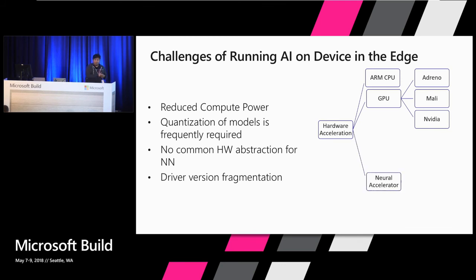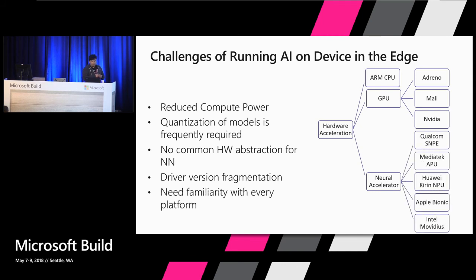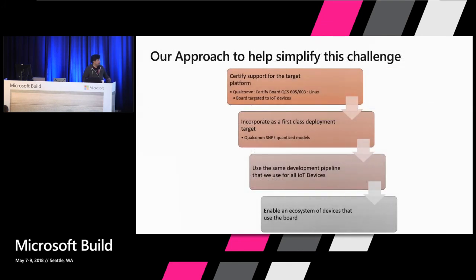The alternative is to use a neural network accelerator. Now, there are many options for neural network acceleration, and you need to be familiar with every platform if you were to do that. So how can we help you with that diversity? That's when we got together with our friends from Qualcomm and decided to tackle this by certifying support for a target platform. And you'll hear from my friend Shardul in a few minutes about why we chose Qualcomm, but we chose Qualcomm as our first partner for this.